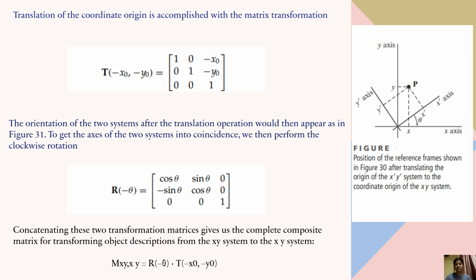Moving forward, we can just see in the figure the translation taking place. The positioning refers to the frame shown in the figure after translation of the origin of the x'y' system. We can see in the figure how it happens after we rotate in the clockwise direction, and this clockwise rotation matrix is obtained. Concatenating these two transformation matrices gives us the complete composite matrix for transforming object descriptions from the xy system to the x'y' system. Comprising T and R, we have the following formula.